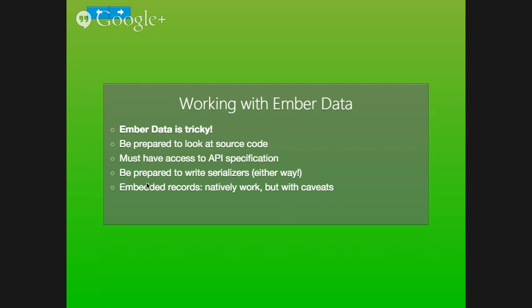I kind of wish I had known this earlier. But embedded records, which is basically when you have nested IDs or references to the IDs of the records, are actually native, so you don't have to do anything except for async, really. You have to say async, but that's coming out of Ember Data shortly, so you won't even have to say async, it'll just work. So kind of wish I'd known that.